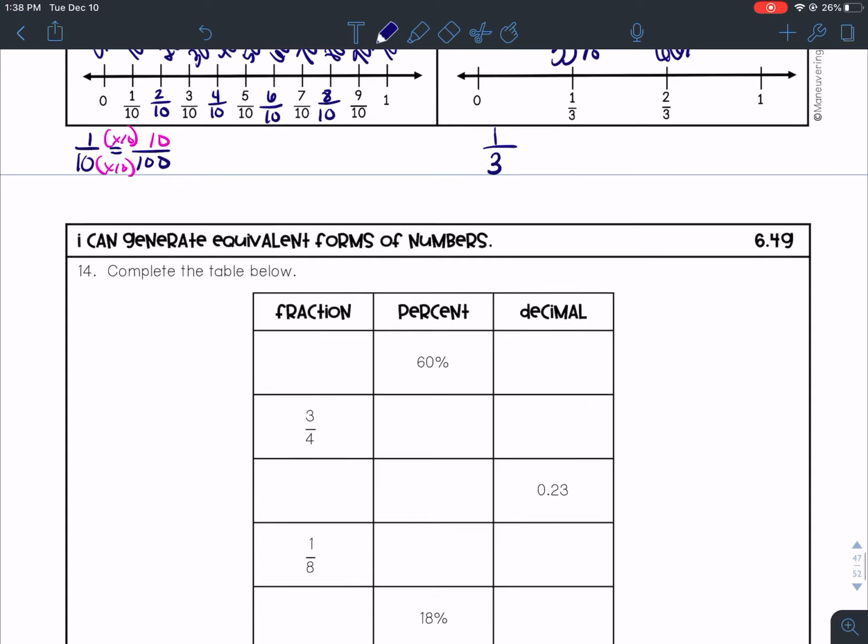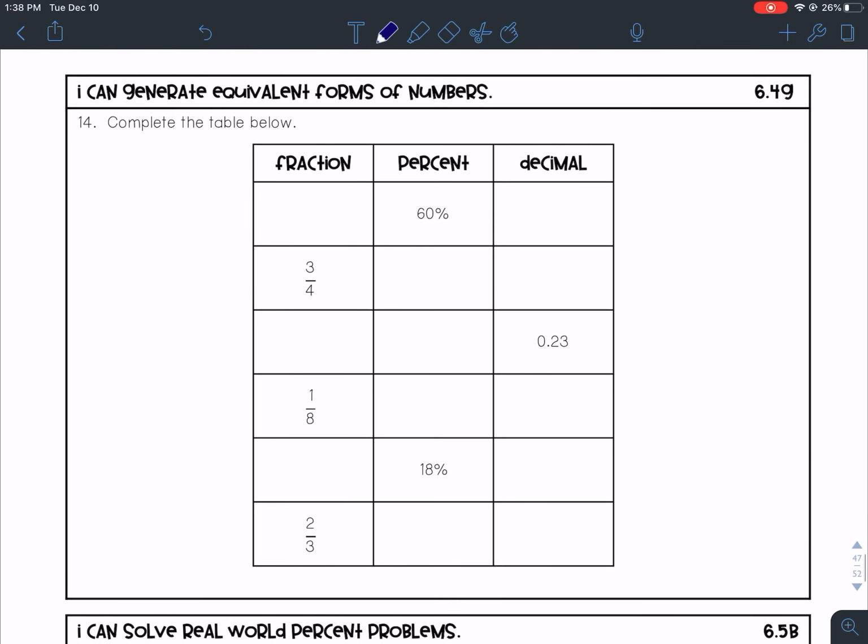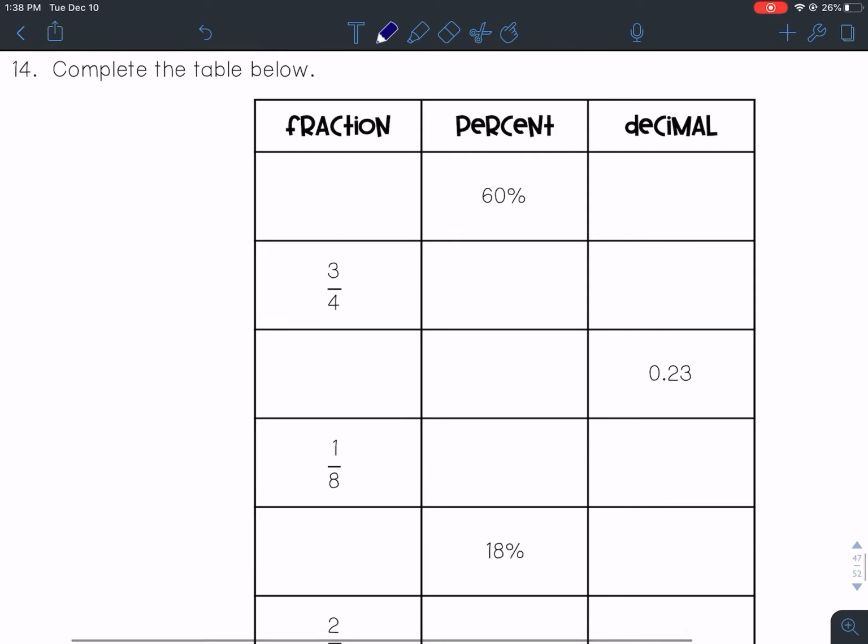Number 14, I am not going to do all of them. I'm only going to do a couple of them. Okay. So I have the percent, so I'm going to go from a percent to a fraction first. 60%, per cien. 60 over 100. Okay, I see that they both end in zeros, so I'm going to divide by 10.